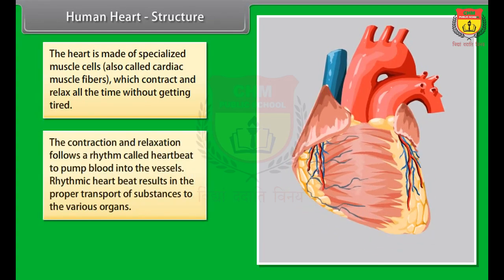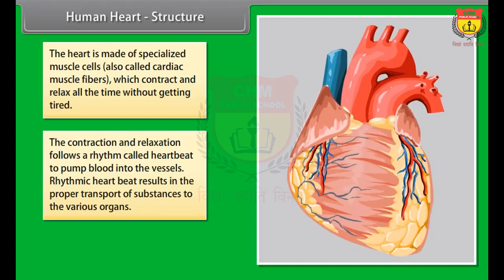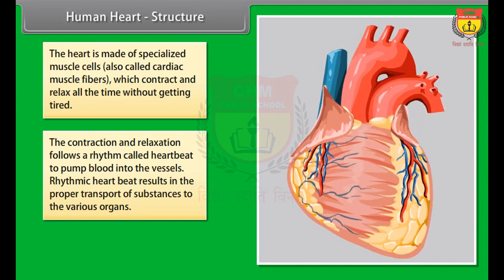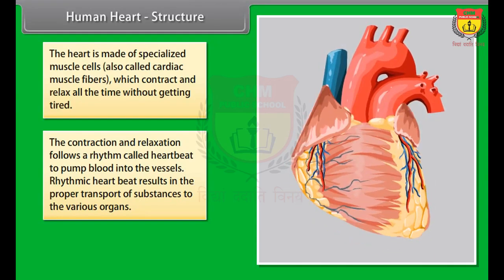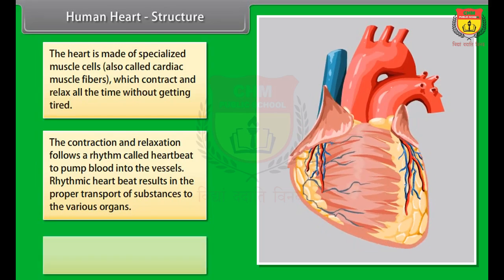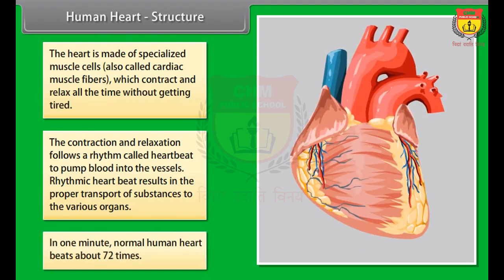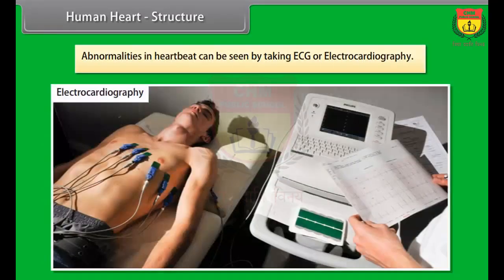The contraction and relaxation follows a rhythm called heartbeat to pump blood into the vessels. Rhythmic heartbeat results in the proper transport of substances to the various organs. In 1 minute, normal human heart beats about 72 times. Abnormalities in heartbeat can be seen by taking ECG or electrocardiography.